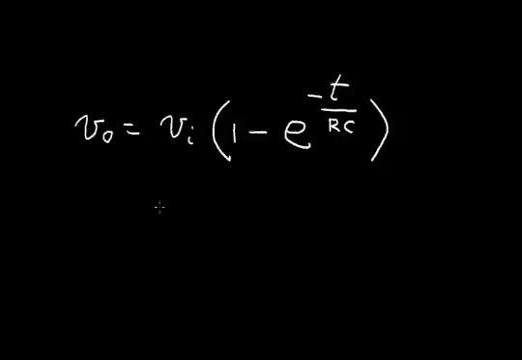Now e is the base of the natural logarithm. e is equal to 2.7182, and so on and so on. So e is a constant. Again, t is time, RC is the time constant, and VI is Vin.